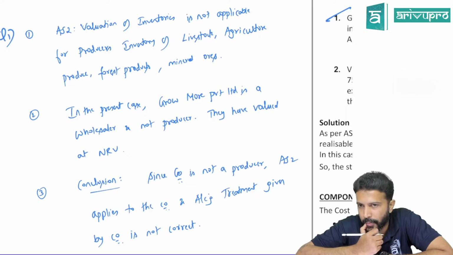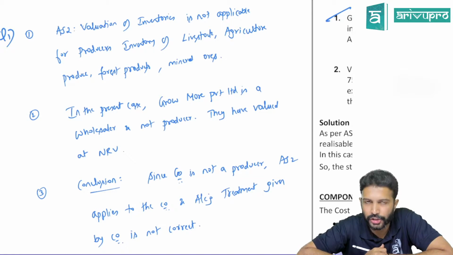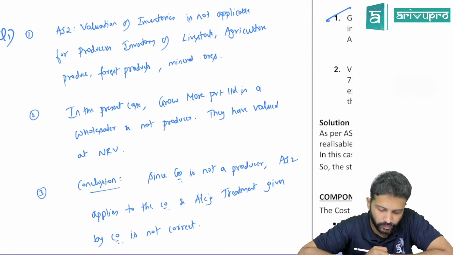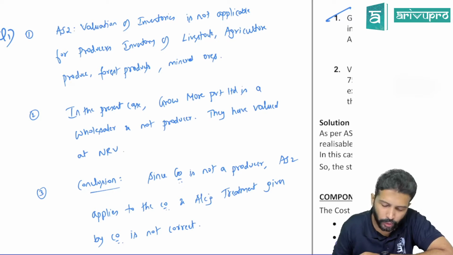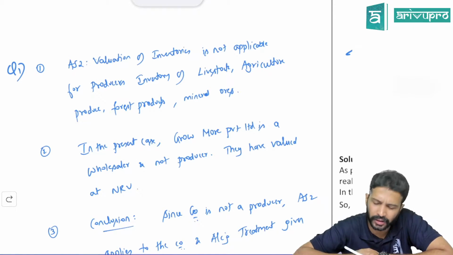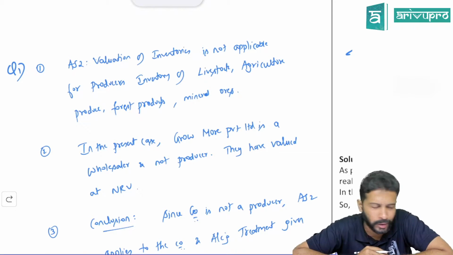Finished now? Those of you who are done can chill or revise what's been done in your mind. If you want, you can just write AS 2 is not applicable for producers' inventory of agricultural produce also. That is fine. If you can remember all 4 of them, remember. Otherwise, just write not applicable for agri produce. It should be okay.